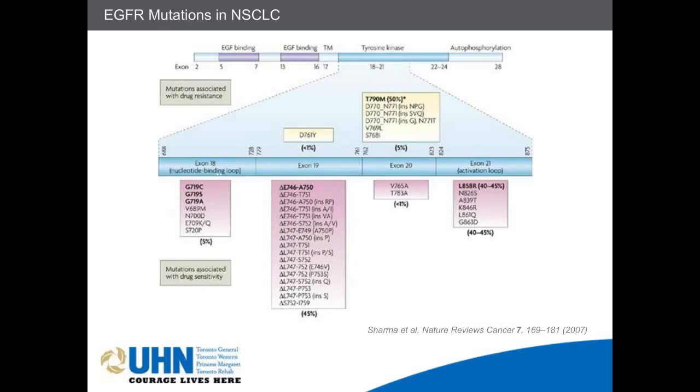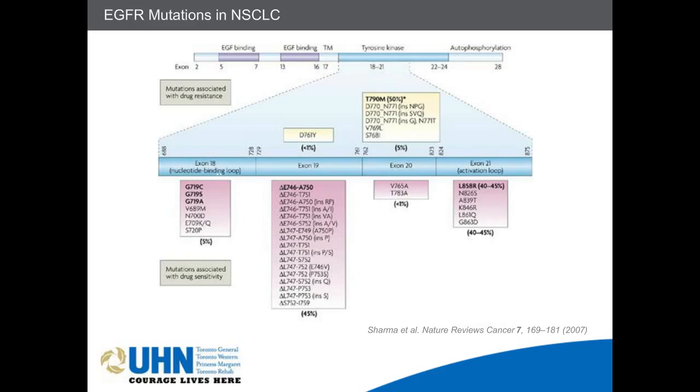So this slide just shows an overview then of the EGFR mutations and their frequency in non-small cell lung cancer. At the top are mutations that are associated with drug resistance, and at the bottom are mutations associated with drug sensitivity. So the mutations listed on the bottom for drug sensitivity, these mutations allow the tyrosine kinase inhibitors to block or inhibit the tyrosine kinase domain functions in the EGFR protein.